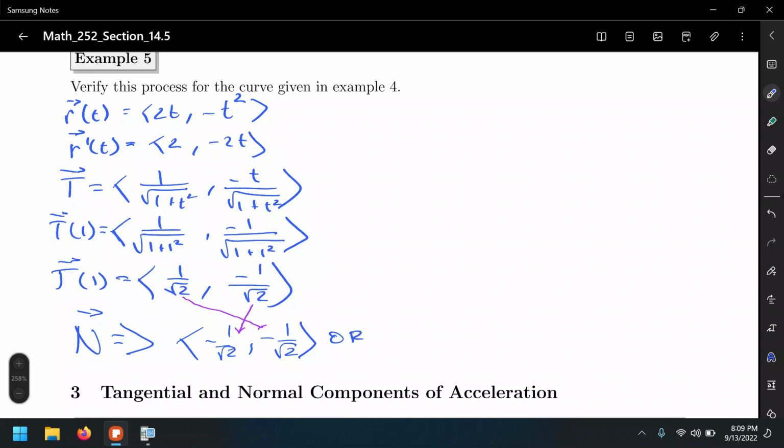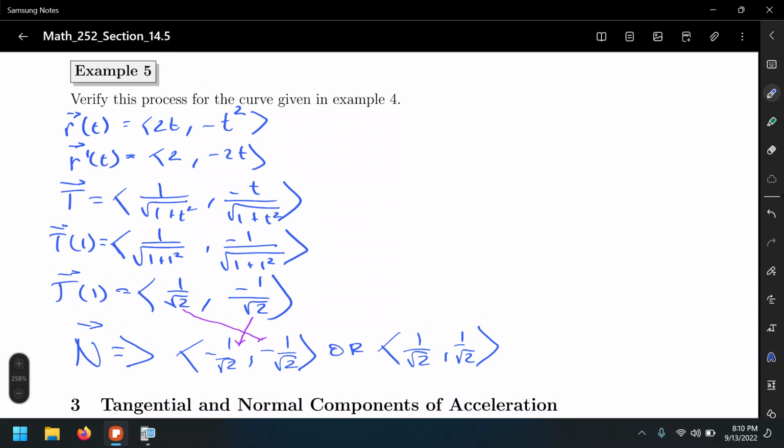Or the other possibility is 1 over root of 2, 1 over root of 2. Both positive. Now, which one is the correct possibility? It's going to be one or the other. Well, in this case, we need to see the direction of the curve. Because check the first vector. The first vector is actually going in the direction negative x and negative y, while the second possibility is going up or right and up. So those are two totally different directions, even though they're the same components.